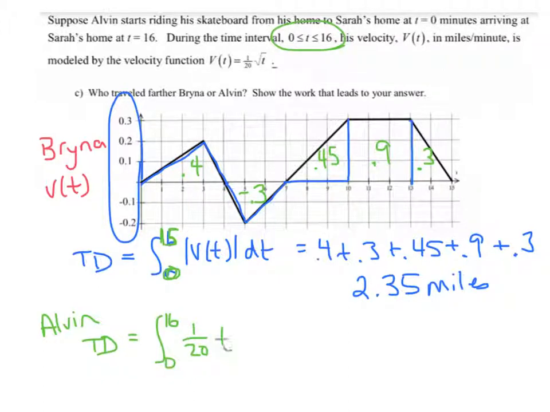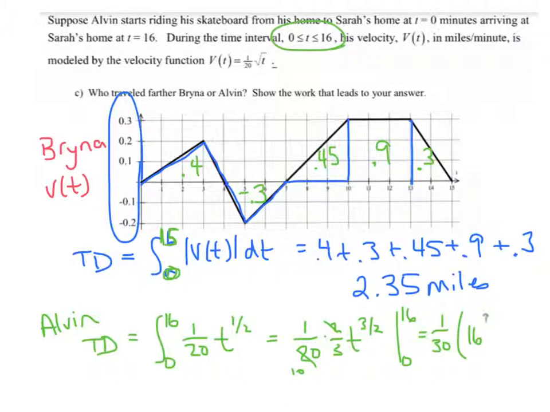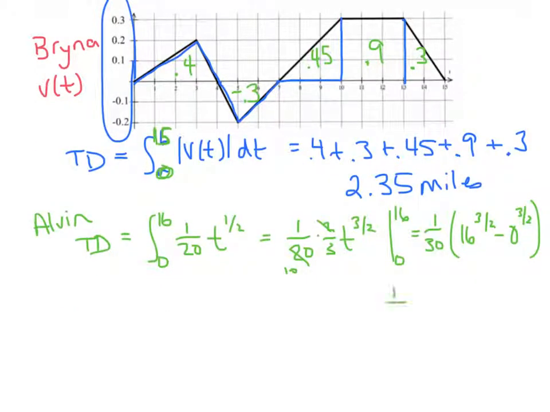and I'm just going to write that as t to the 1/2. All right, so I'm going to take that integral, so pull out the 1/20th. The integral of t to the 1/2 would be t to the 3/2 divided by 3/2, or times 2/3. And of course that'd be from 0 to 16. All right, so simplifying this, my 2 would go into my 20 10 times. So I get 1/30th, and then I have 16 to the 3/2 minus 0 to the 3/2.